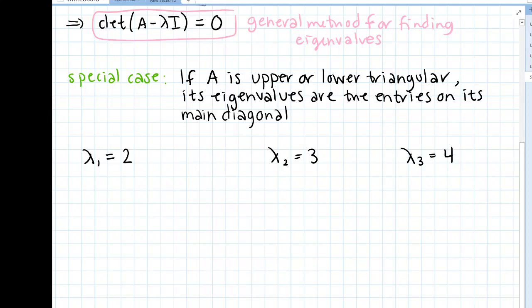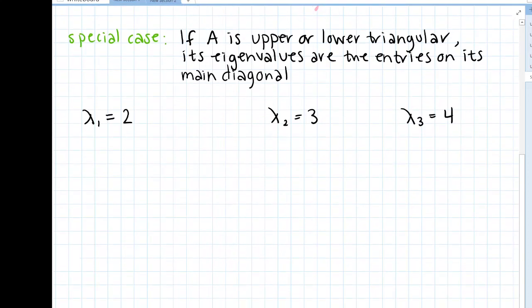Oh, and by the way, as I write them in this order, it reminded me, on your online homework, just read carefully on the questions where they ask you for eigenvalues, because I think most of them ask you to go from biggest to smallest, and it will mark it wrong if you do it in the wrong order. So just pay attention to the way they want you to enter the eigenvalues on that.